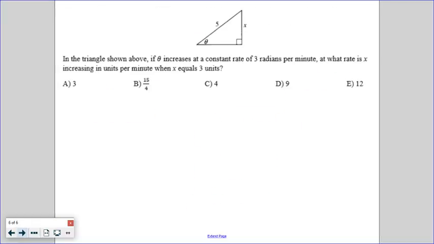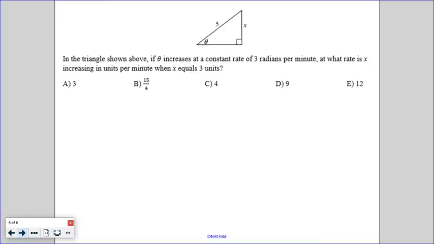All right, and finally, again, a rate of change problem here. It says in the triangle shown above, if theta increases at a constant rate of 3 radians per minute, at what rate is x increasing in units per minute when x equals 3 units? So looking at this picture, first of all, if you remember when we were dealing with rates of change, what we wanted to do is write an equation that related all of the pieces of information together in our picture.